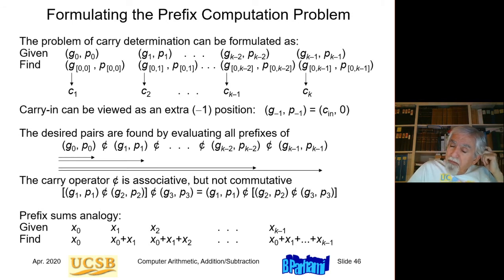Of course, those prefixes can be computed serially. First find G0, P0, then compute G0, P0, carry operator G1, P1, and so on. That will be ripple carry, okay? I want to compute all of these prefixes at once.